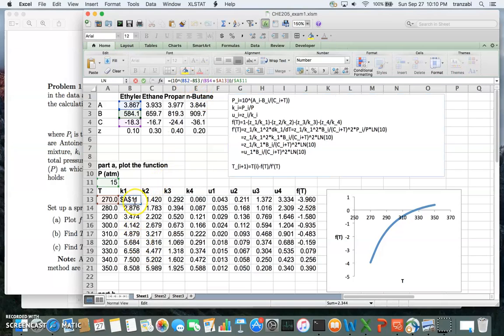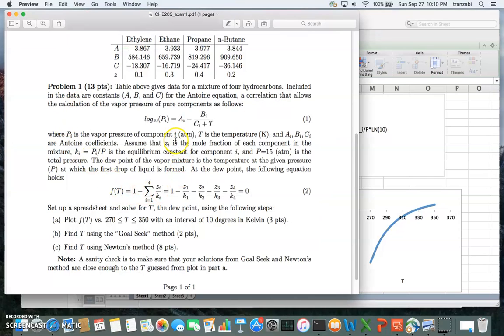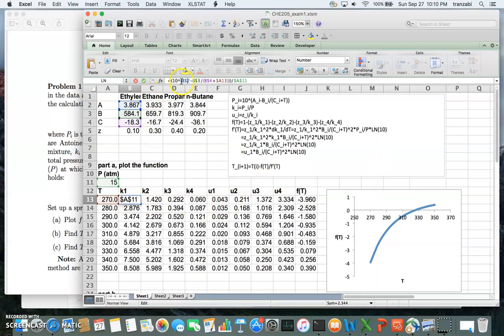What is K1? Well, K1 by definition is Pi over P, and Pi is 10 raised to the power of Ai minus Bi over Ci plus T. And these are all given from this equation. If the log base 10 of Pi is this, then Pi would be 10 raised to this power. And that's what I have here. So then K1 is going to be 10 raised to the A1 minus B1 over C1 plus T, and that's up to here. And then divide all of them by the given pressure, which is P.